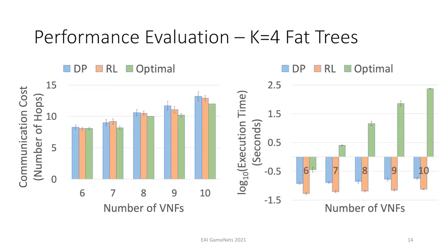Next, we will compare the performance of these three algorithms with k=4 fat trees. The figure on the left compares the VM communication costs in terms of the number of hops yielded by all three algorithms. We have several observations. First, optimal, as shown in green, performs the best by giving the smallest communication cost. Second, the MARL algorithm performs better than the dynamic programming algorithm in most cases, even though it doesn't have complete knowledge of the data center network like the dynamic programming algorithm does. This demonstrates that the MARL algorithm is indeed an effective SFC placement algorithm.